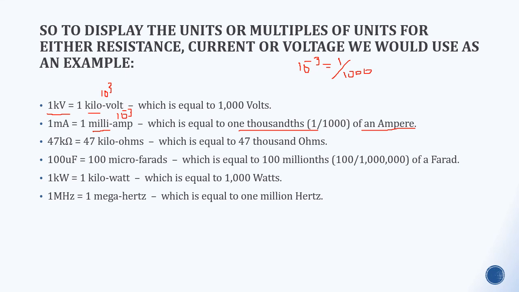The third example is 47 kilo ohm. As we all know, kilo is equal to 10 to the power 3. So 47 kilo ohms is equal to 47,000 ohms. 100 microfarad. Here micro is 10 to the power minus 6, which is equal to 100 millionths of a farad. 1 kilowatt. Kilo is 10 to the power 3, which is equal to 1000 watts. 1 megahertz. Mega means 10 to the power 6, which is equal to 1 million hertz.